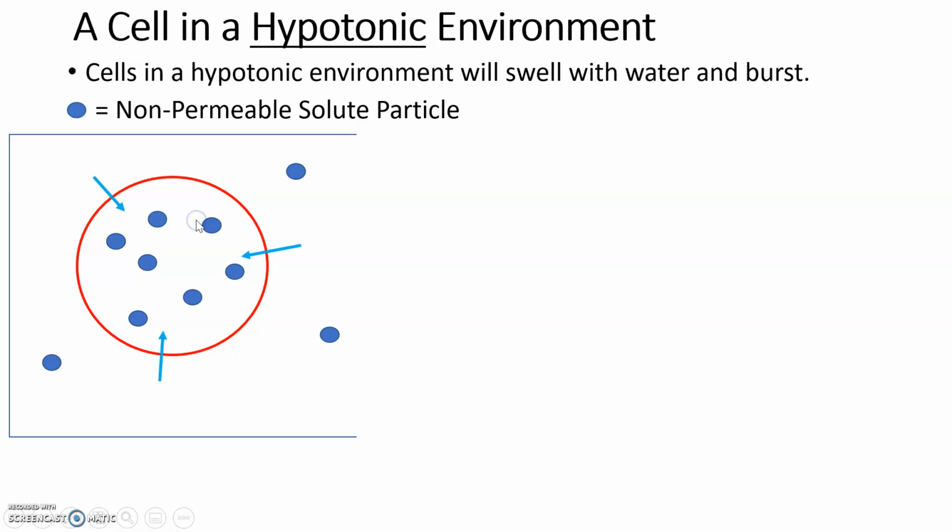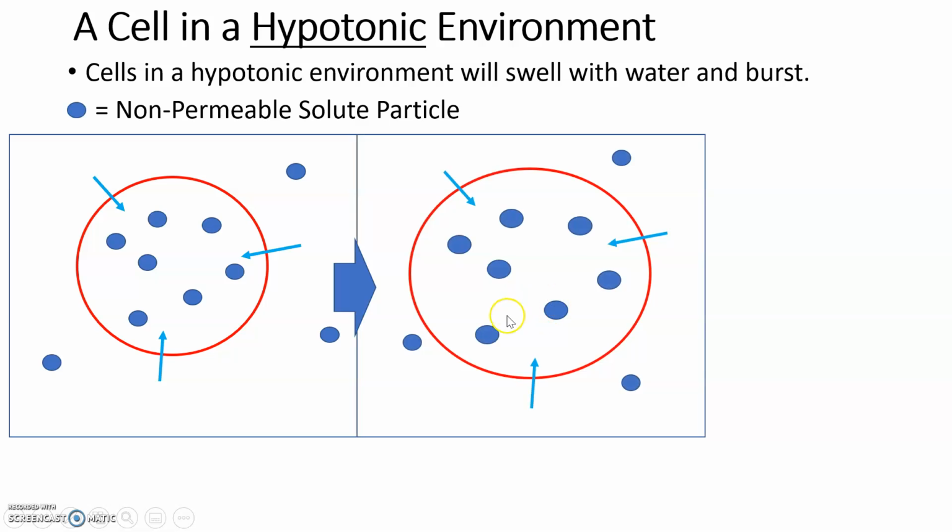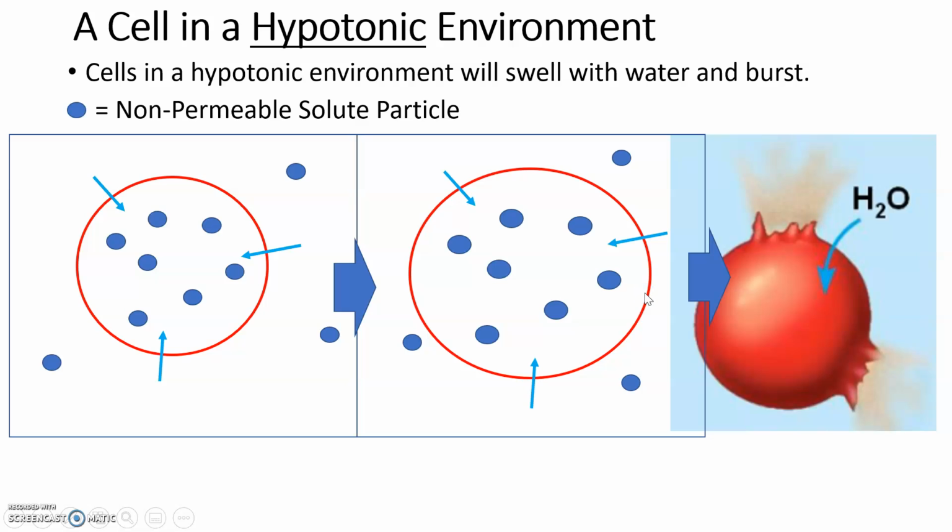When this is the case, water is going to move into the cell. It's going to result in the cell getting larger, expanding, and eventually it's going to burst, it's going to pop. And that's what happens to a cell in a hypotonic solution. Not a good scenario for a cell. Bursting means death.